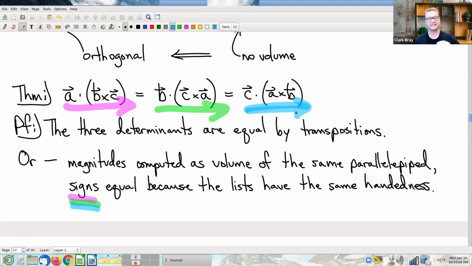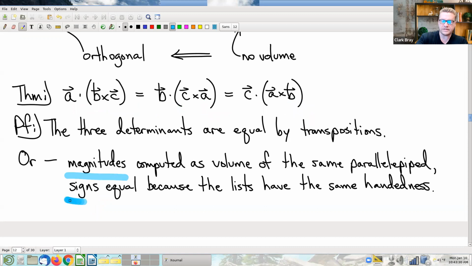Well, they're all cycles of each other, right? Each one of these, ABC, is what you get when you cycle BCA, which you get when you cycle CAB. So because they're all cycles, these determinants all have the same signs. I don't know if they're plus or minus, but they're either all plus or all minus. Okay, so these three numbers have the same magnitude and the same sign, therefore they are equal. So kind of a geometric point of view, if you prefer.